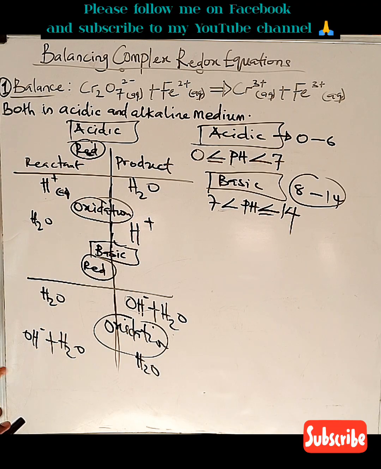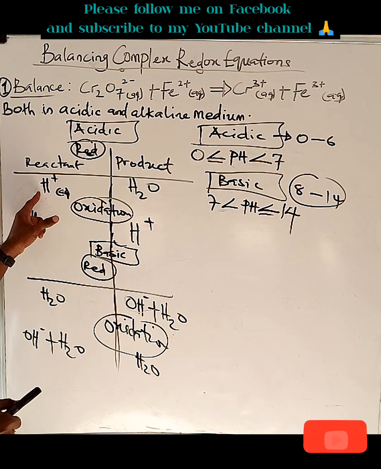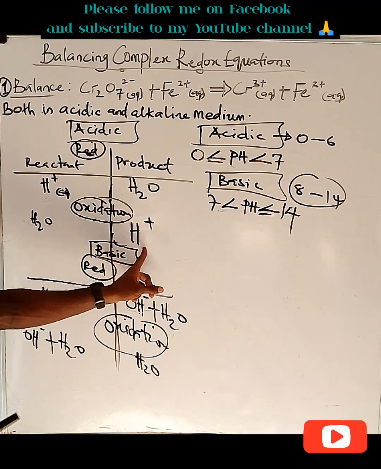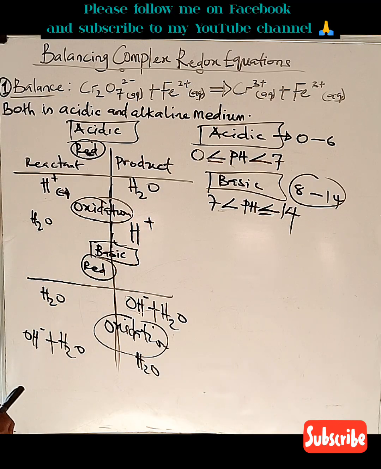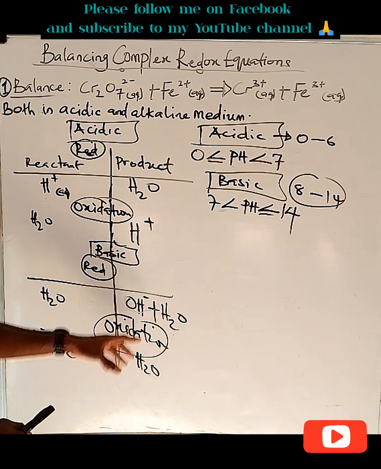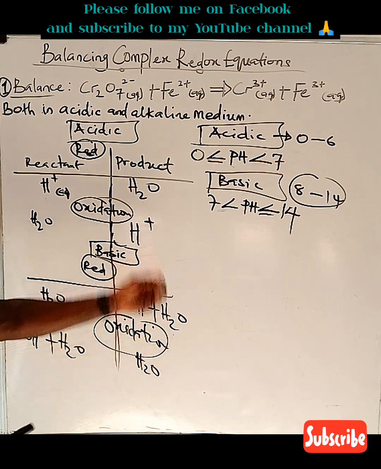So for acidic medium, on the reduction end, H plus, hydrogen ion, will be added, then water will be added to the product. Oxidation: water added, hydrogen ion added. That's that for acidic medium. Now for basic or alkaline medium, water will be added to the reactant, and hydroxyl plus water, I beg your pardon, will be added to the product. While for the oxidation, we're going to swap their roles. Hydroxyl plus water added to the reactant, water added to the product.